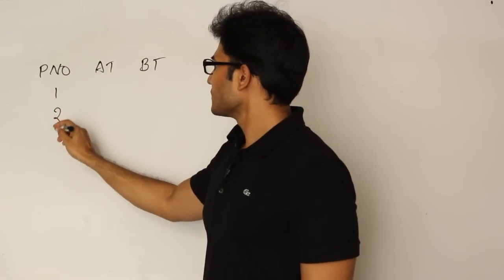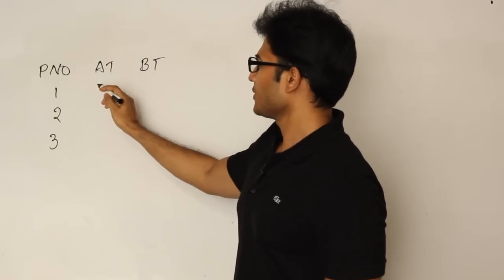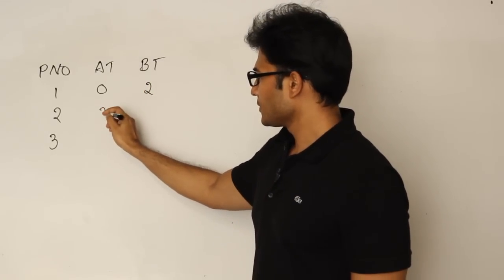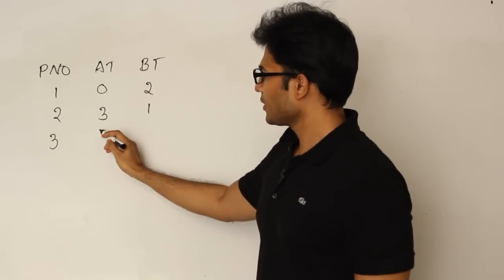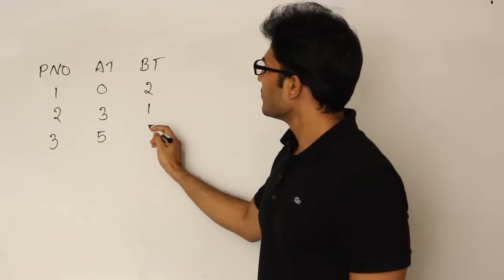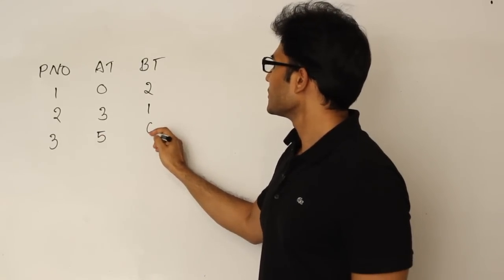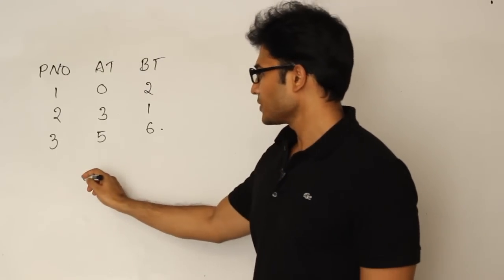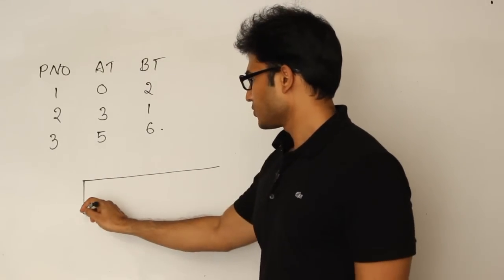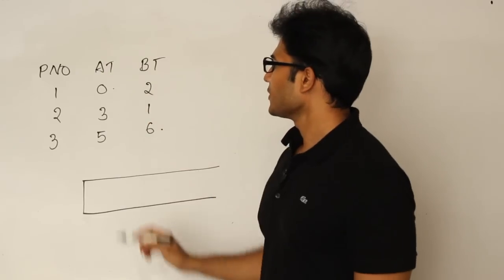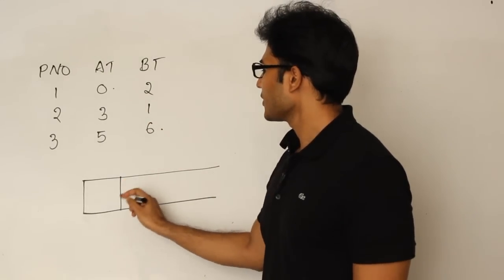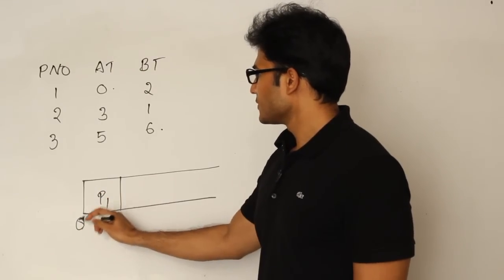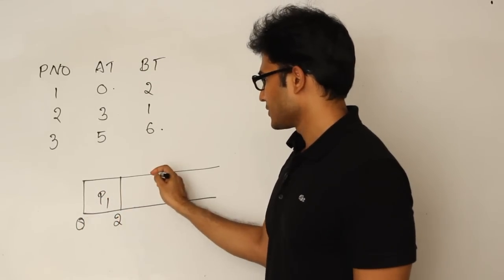Process P1, P2, and P3. The arrival time is 0 and the burst time is 2 for P1; the arrival time is 3 and the burst time is 1 for P2; and the arrival time is 5 and the burst time is 6 for P3. Something like this. Then you are obviously going to pick the first one to execute first. So you take P1, which starts at 0, and since the burst time is 2, it finishes by 2 units, right?